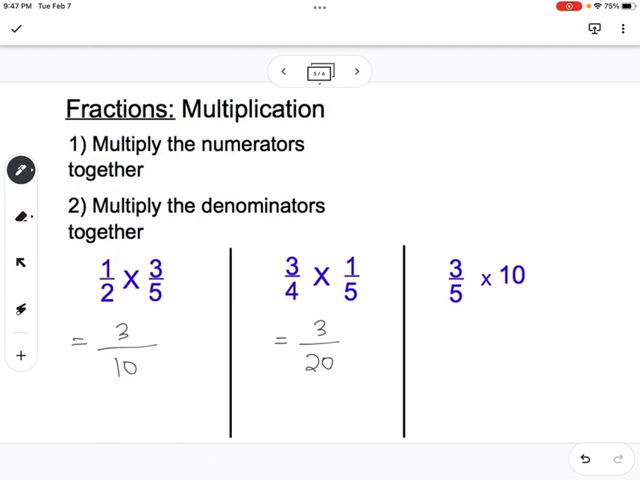Last one here looks a little bit different. We have 3 over 5 times 10. So we actually don't have a denominator for the value 10. We want to make that into a fraction. So in order to do this, we have 10 over 1. If we put anything over 1, it doesn't change that number at all, and that's how we create a fraction. So now that we have two fractions, we can multiply the numerators. 3 times 10 is 30. And multiply the denominators, 5 times 1, which is 5. If we wanted to simplify this, we would do 30 divided by 5 and get an answer of 6.